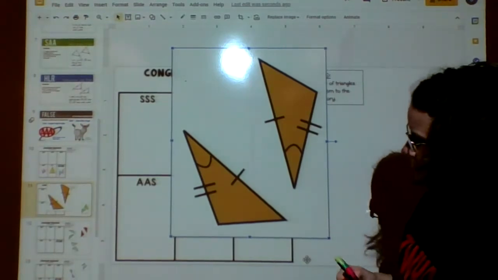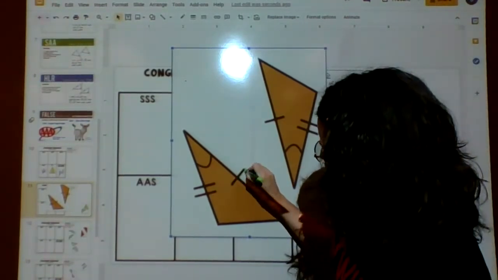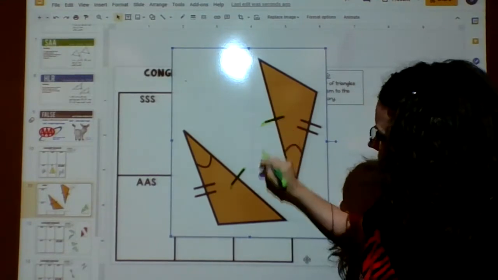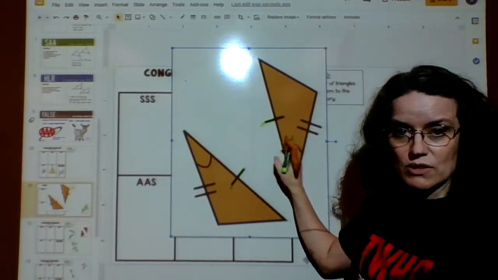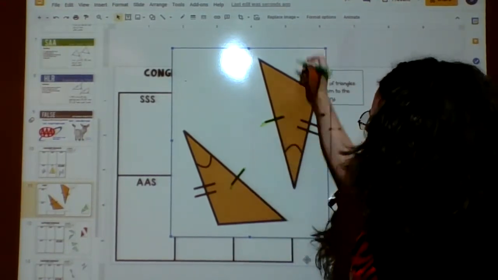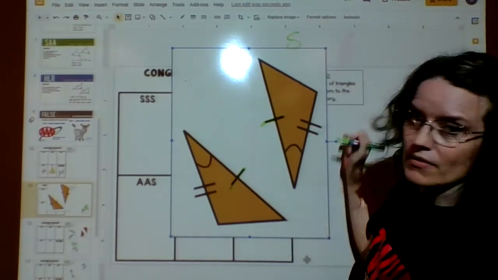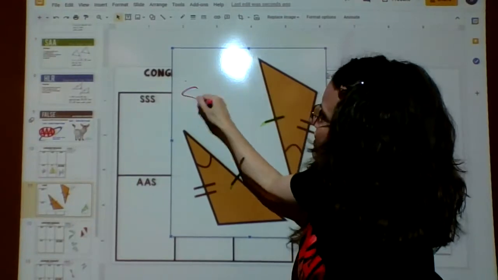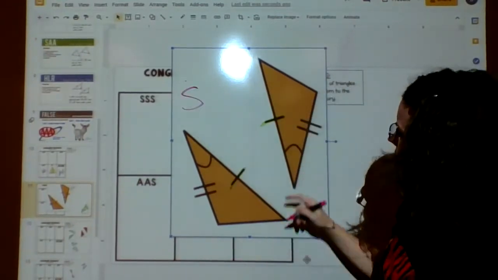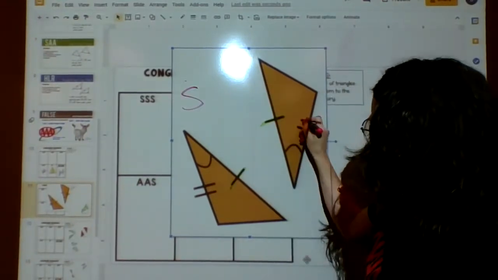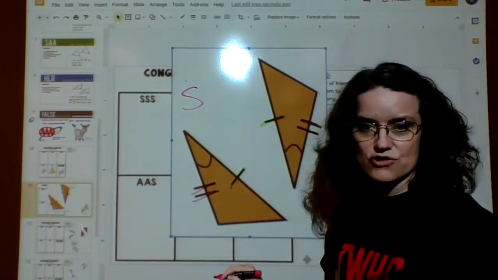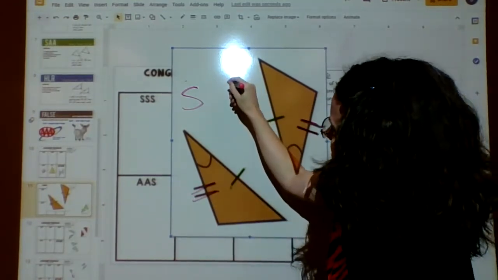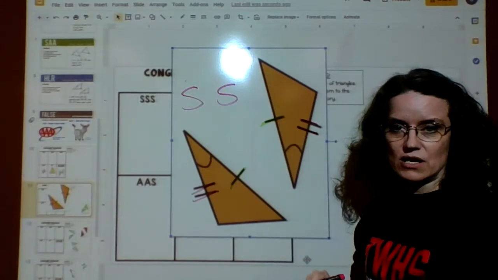On this guy, I see that I have a side here congruent to a side here, that you know they're congruent because they're each marked with only one hash mark. And so I've got a side. Can you even see that? Not very well. Let's pick up something you can really see. There you go. You can see that one. Now I know that I have another side with 2 marks on each triangle. So I have a second side that's congruent on each one.